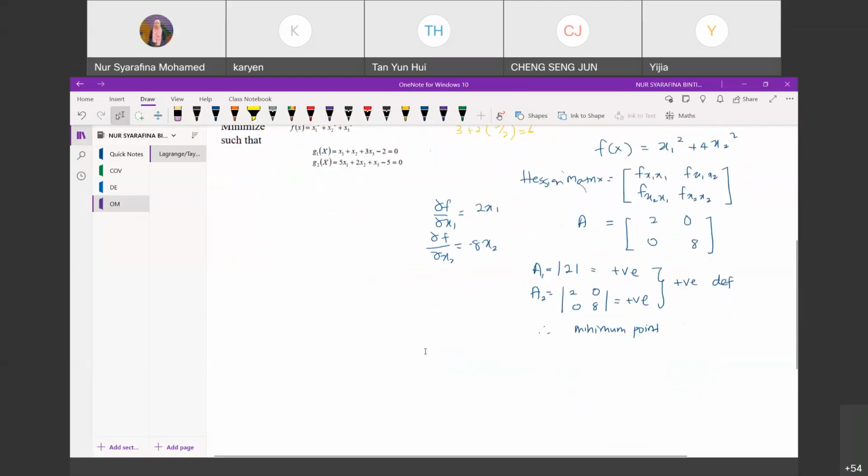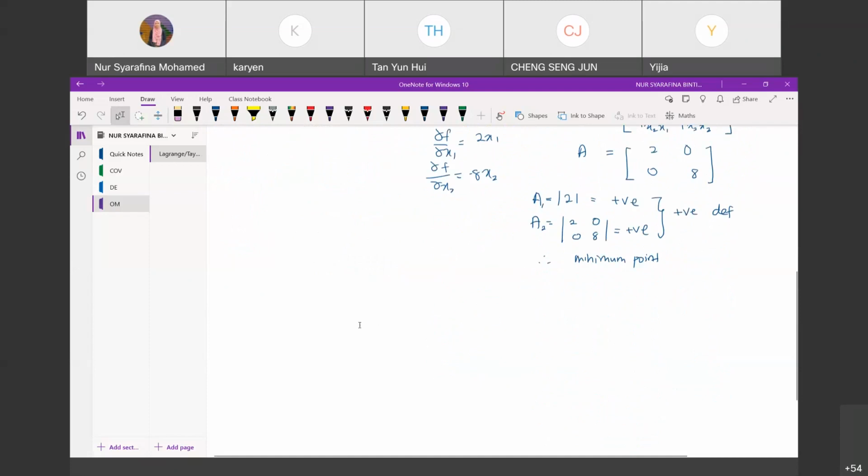Okay, let's try another example. Minimize x1 minus 2 squared plus x2 minus 2 squared such that. Okay, try to use Lagrange multiplier.